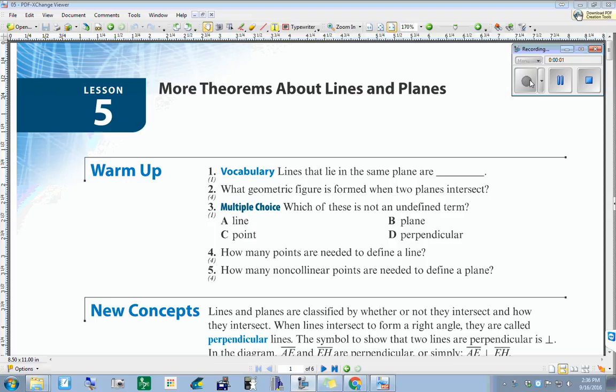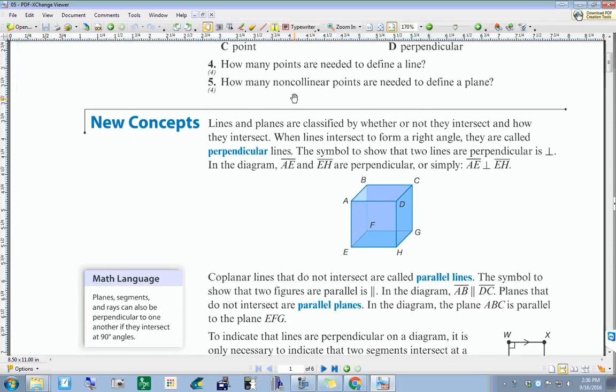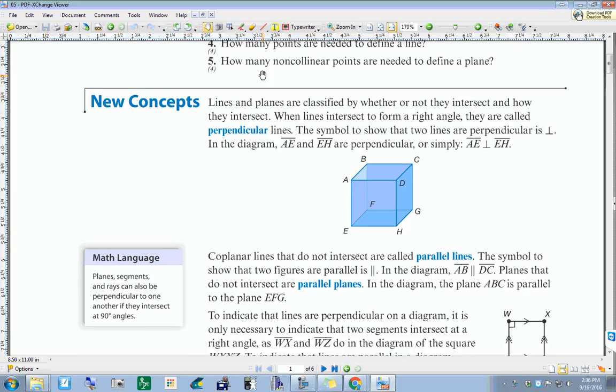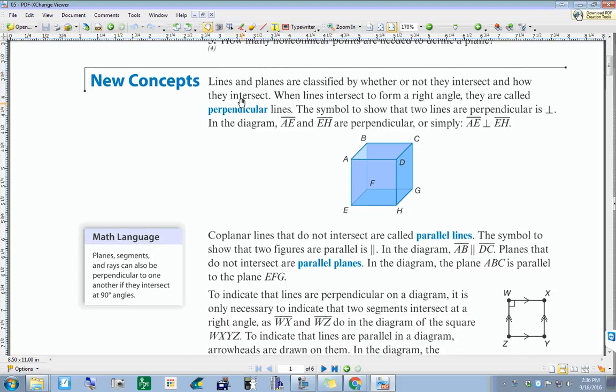Lesson 5. We're going to talk a little bit more about lines and planes. Now, the nice thing is, these are kind of easy ideas again, but it's simply one of those things you need to identify. And as always, make sure that you put these postulates and theorems into your little books. You'll need them later.